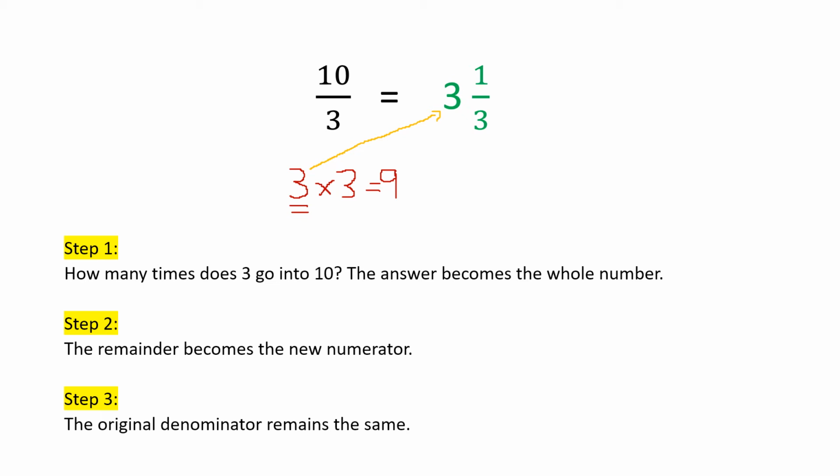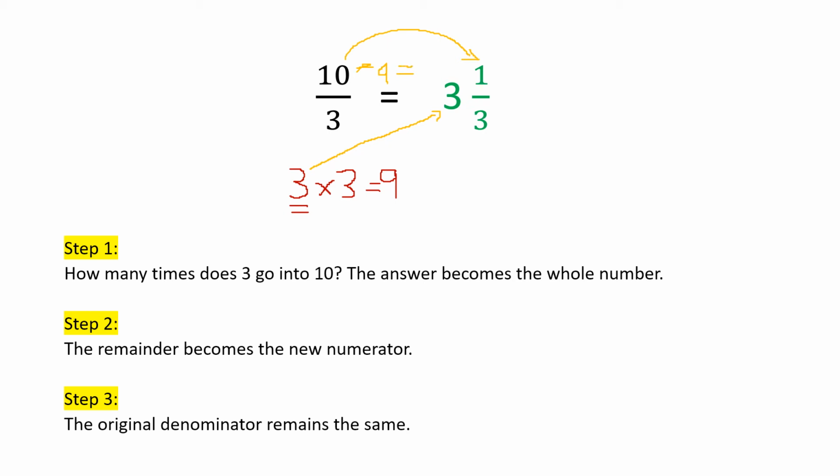It simply says the remainder becomes the new numerator. Okay, so where do we find the remainder? Now this is talking about the numerator. Okay, so let's try and find the numerator here. How do we get 1? Well, it's the remainder we get if we subtract 9 from 10.